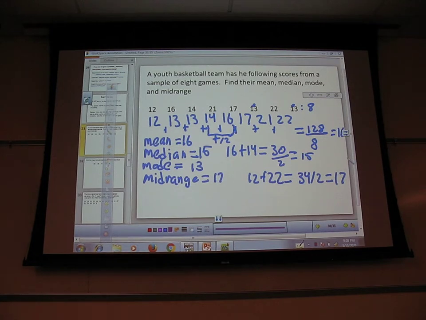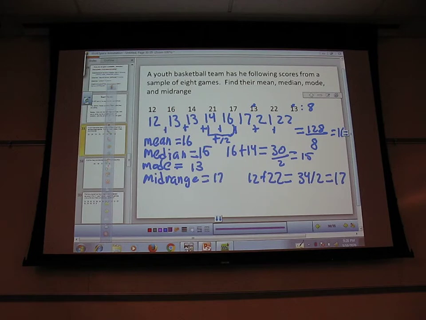First thing I did was I organized the numbers from least to greatest to help me out for later on. And then I added all the numbers up and I got a total of 128. And I got 8 individual inputs. So I divided 128 over 8 to get 16, which is my mean.